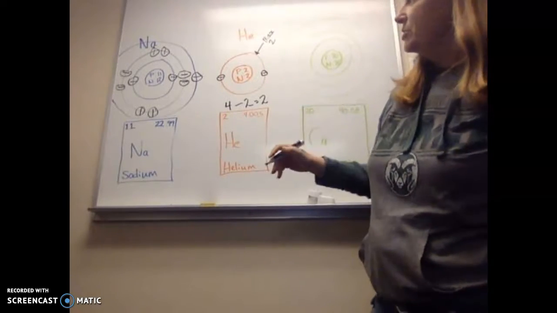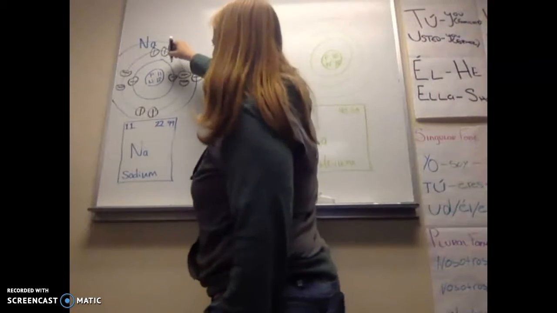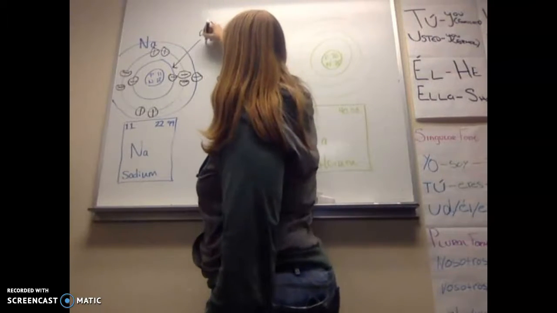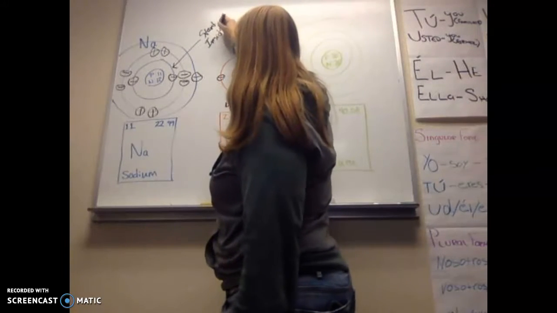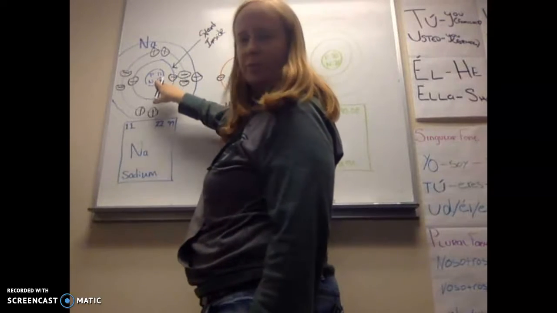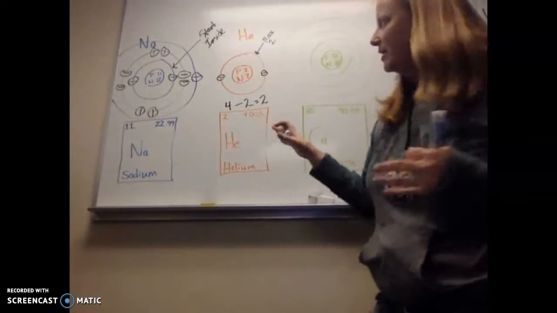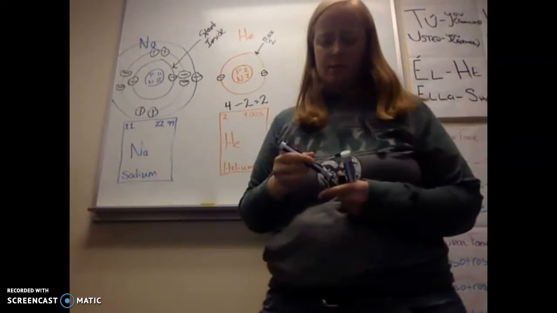What you have to know about this is that you always have to fill in the inner rings first. So you always start inside. Okay? And then you have to work your way out. You have to fill up this inner ring, and then the second ring, and then the third. You can't just put them on any of the energy levels that you want.